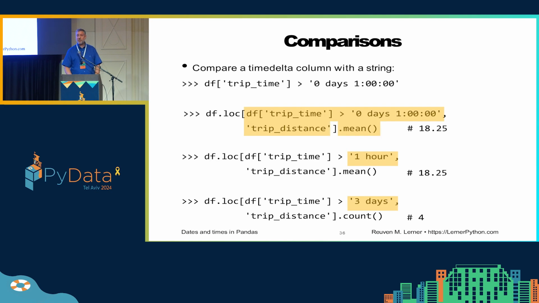Anyway, comparisons, we can do that here. Now I can say, show me where the trip time was greater than 0 days, 1 hour, 0 minutes, 0 seconds. But why would I do that? I can do that, but I can also use just plain old strings. I can say greater than 1 hour, and it will take the number, and it'll take the unit, and it'll do that comparison. So I can do it either as 0 days, 1 hour, or I can say just 1 hour, and either way I get exactly the same mean trip distance for rides that were greater than 1 hour long. And I could use other units too. I can say, for example, show me how many rides were longer than 3 days. And it turns out there were 4 of them.